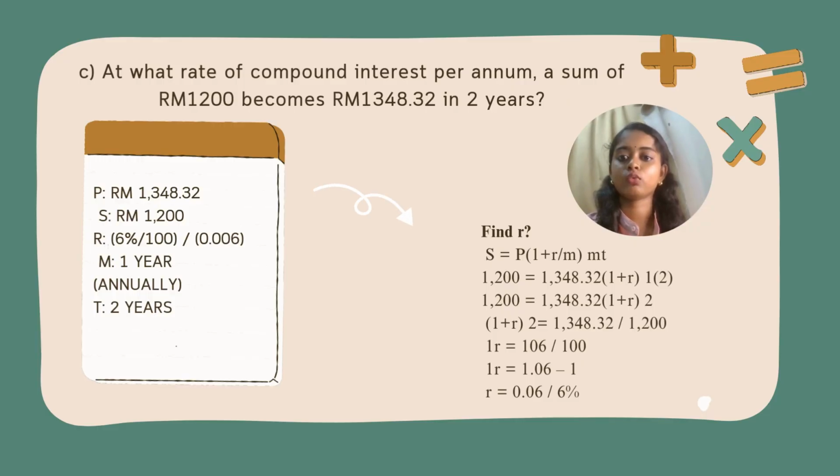Question C. At what rate of compound interest per annum does a sum of RM 1,200 become RM 1,348.32 in 2 years? So find R. S equals P times (1 plus R divided by M) to the power MT. So you substitute the amounts given in the question. So you get a 6% rate.